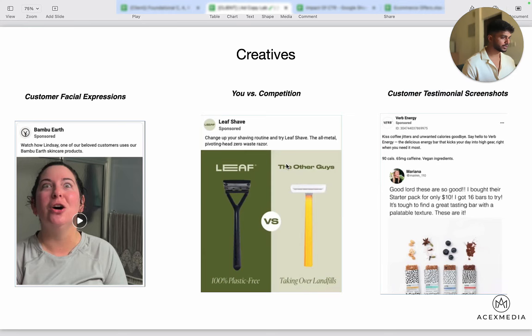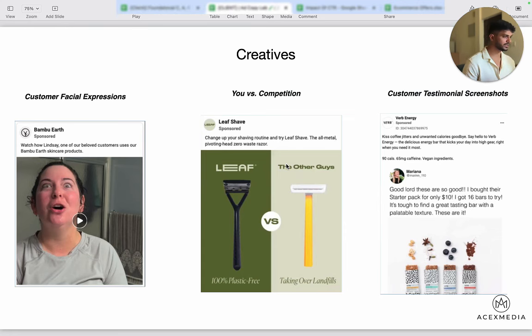Now with creative ideation, what we like to start off with is basically these different types of creatives. Firstly is your customer facial expression, wherein you have the customer giving a very over exaggerated expression, and when you're scrolling it just has a better stop rate. So these are ads that we are testing and it's working well.